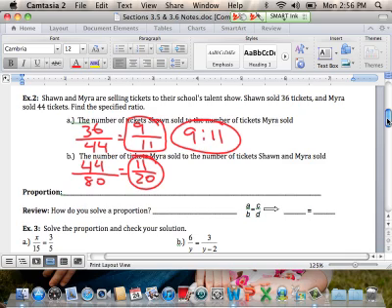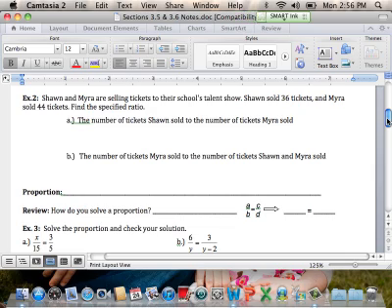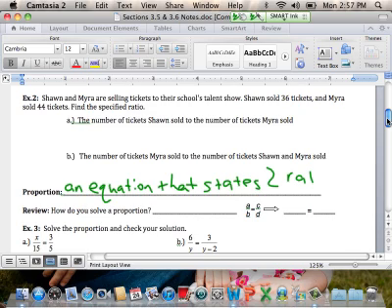Now where we're going to spend much of our time in these sections is dealing with proportions. What a proportion is, very simply, is an equation that states that two ratios are equal. And you should hopefully remember how to solve a proportion. If I want to solve a proportion, cross multiply.